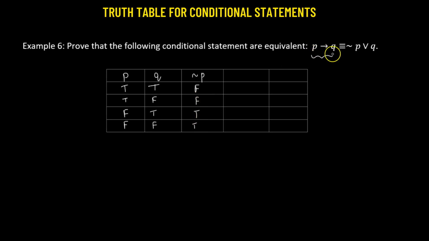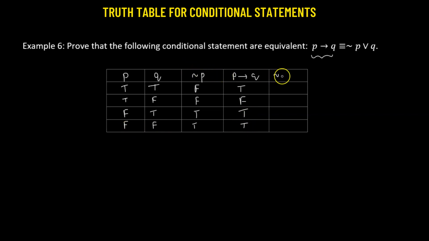We'll begin with the first conditional statement. If P, then Q. So this is going to be true. If true, then true. So this is true. If true, then false. So this is a false statement. If false, then true, this is a true statement. And if false, then false, this is a true statement.